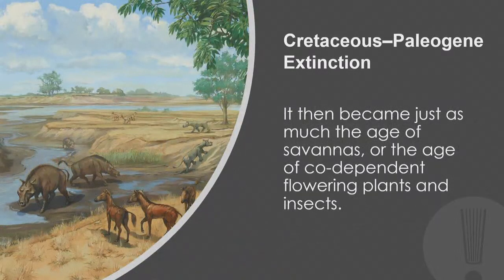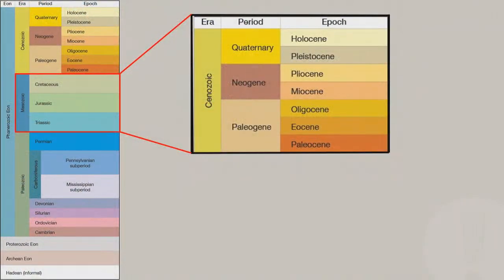So it then became just as much the age of savannas, or the age of codependent flowering plants and insects, as it was the age of mammals. Typically, if you're a zoologist, you're going to call the Cenozoic era an age of mammals, but if you're a paleobotanist, you might call it the age of savannas, or the age of codependent flowering plants and insects.